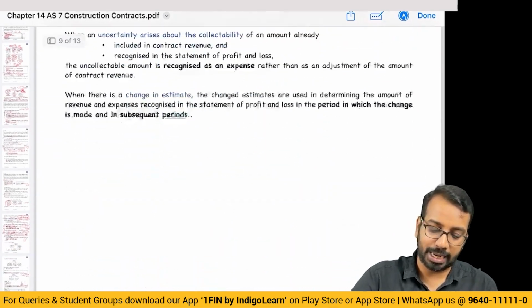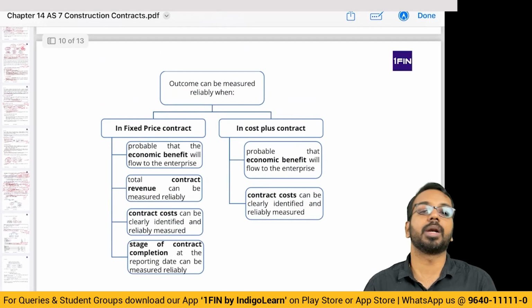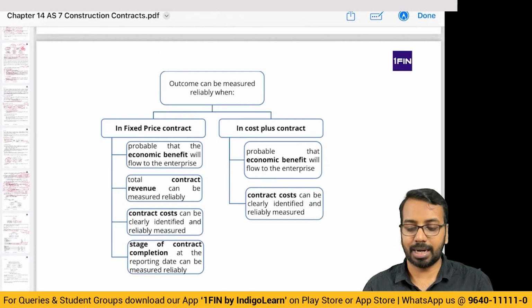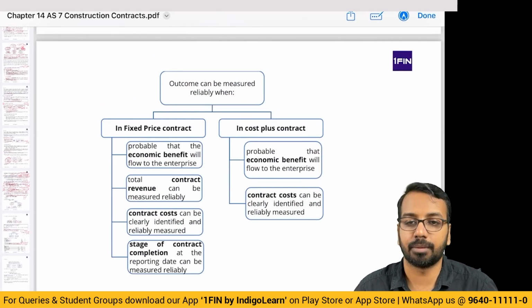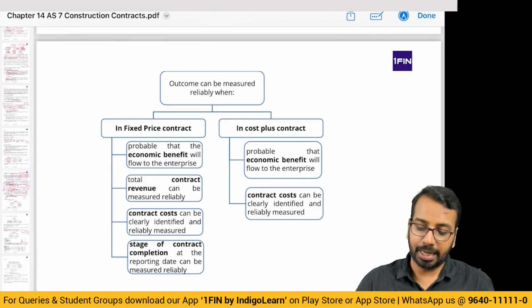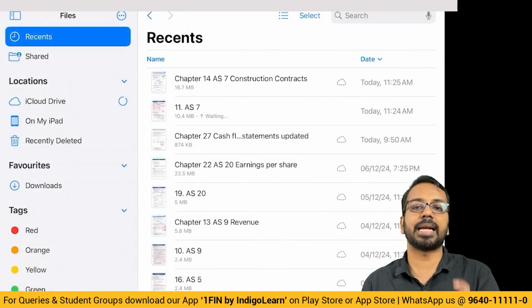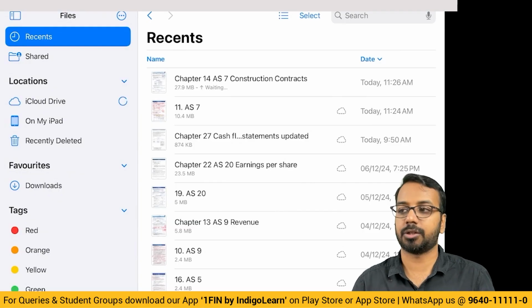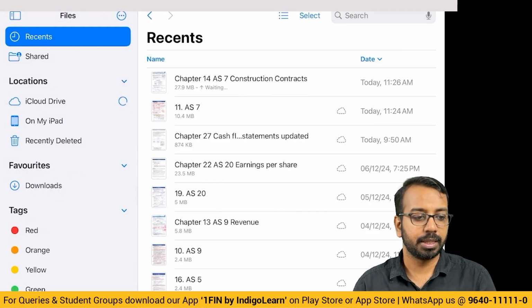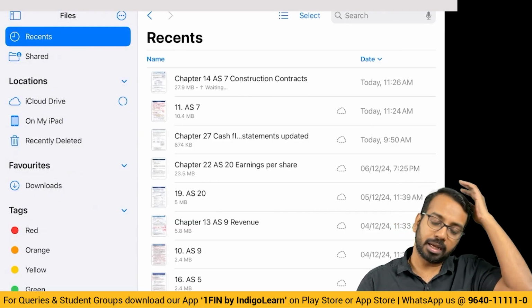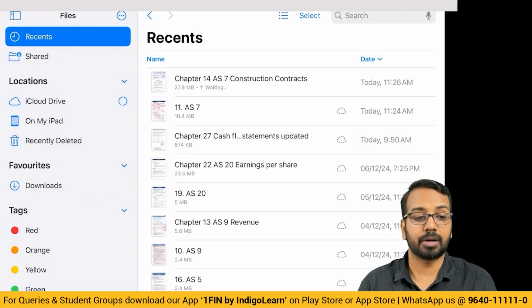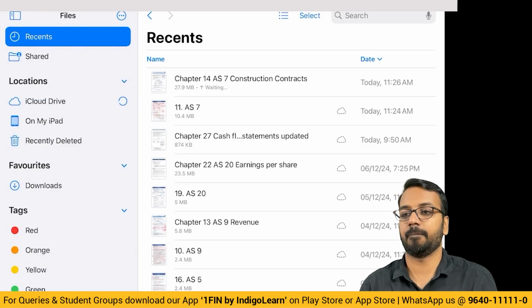So that is it from this particular standard, accounting standard 7, a highly scoring standard. I want you to go back and go through all the questions that have been given as a part of the compilation. Any questions? If no questions, then we'll take a 5-minute break and we'll start with accounting standard 7.